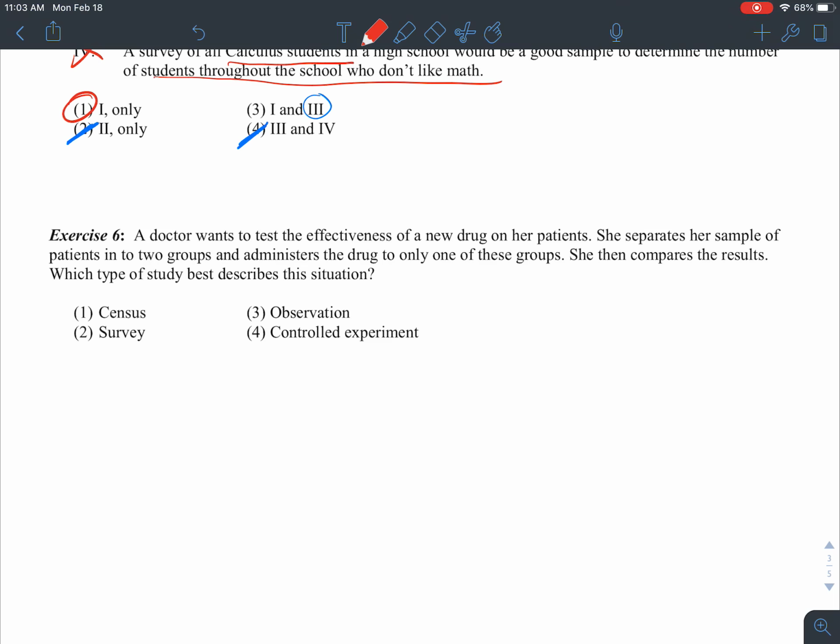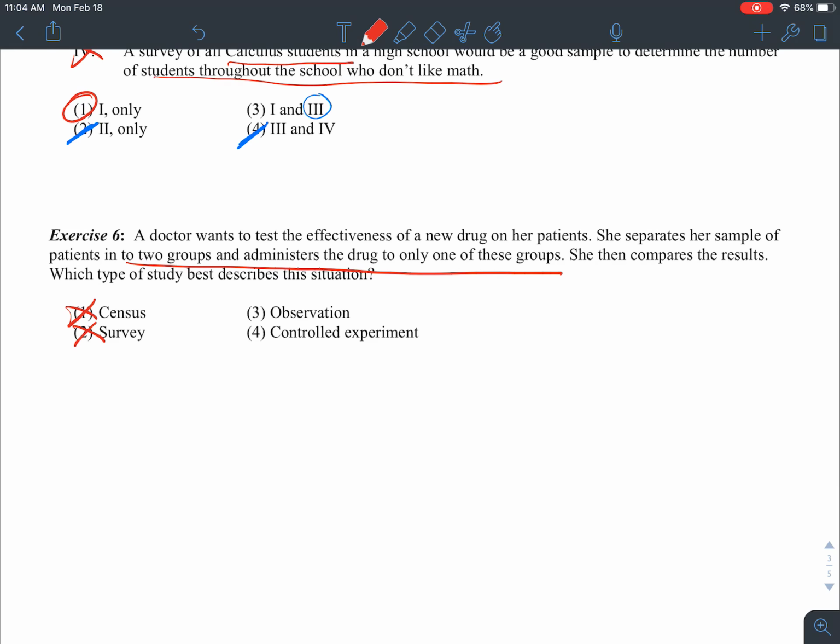All right, this one is a little more clear cut. A doctor wants to test the effectiveness of a new drug on her patients. She separates her sample patients into 2 groups and administers the drug only to one of those groups. She then compares the results. Which type of study best describes this situation? Well, this is not a census. It does not check with every member of the population. This is just a doctor with some of her patients. It's not a survey. The patients aren't answering any questions here.